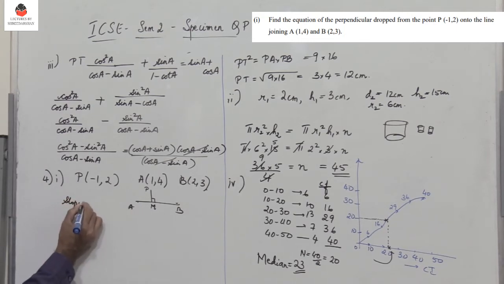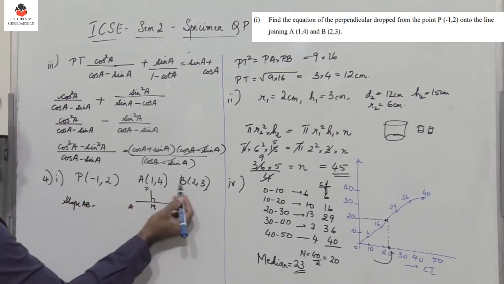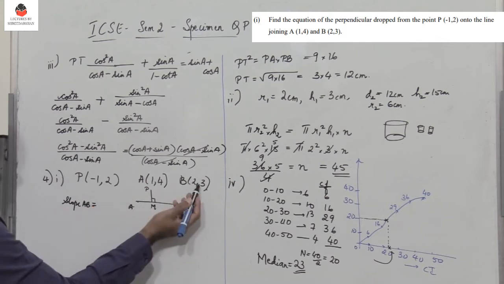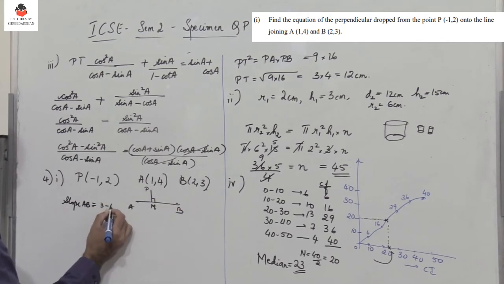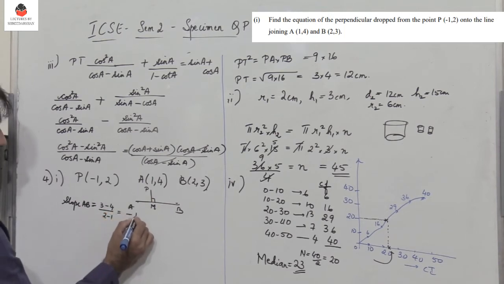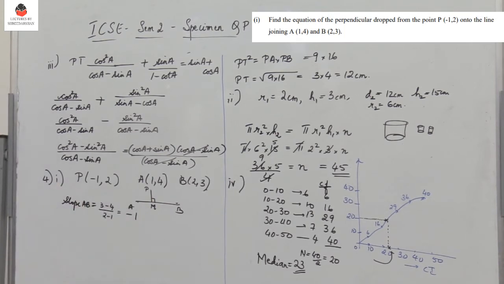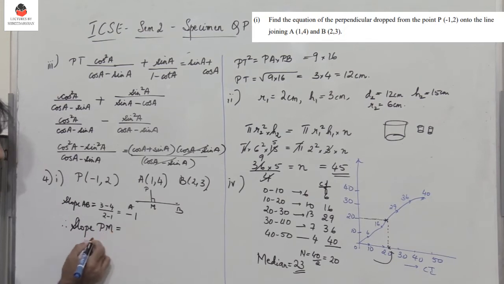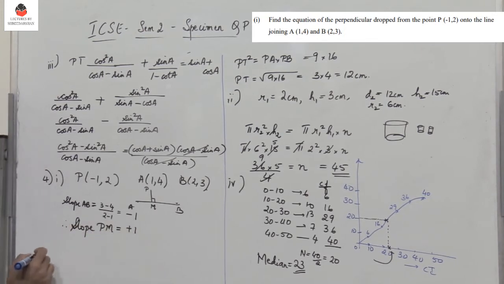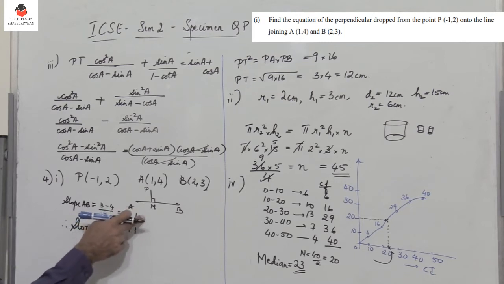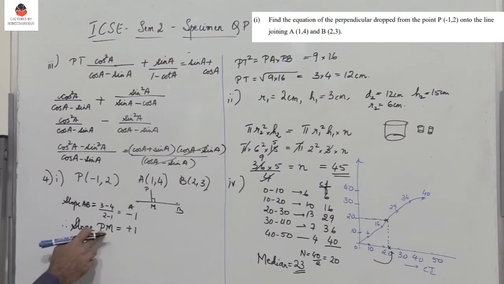What is the slope of AB? Slope of AB is y2 minus y1 divided by x2 minus x1. What is y2 minus y1? 3 minus 4, divided by 2 minus 1, which is minus 1. So slope of AB is minus 1. Therefore, slope of PM will be plus 1, isn't it? Because these two are perpendicular, if you multiply the two slopes, it should be equal to minus 1. So therefore, slope of PM is 1.